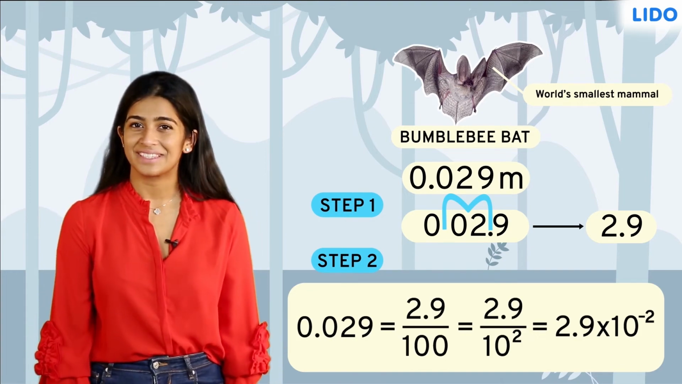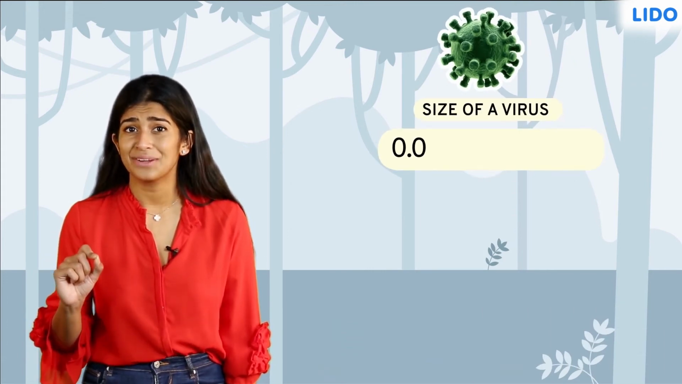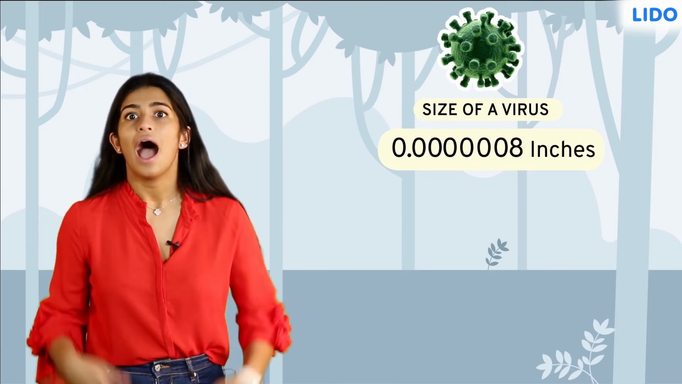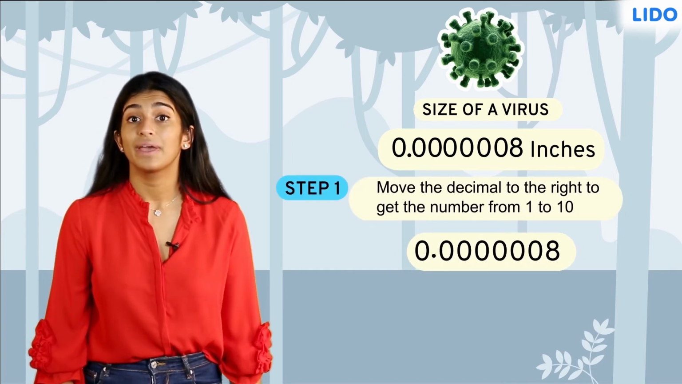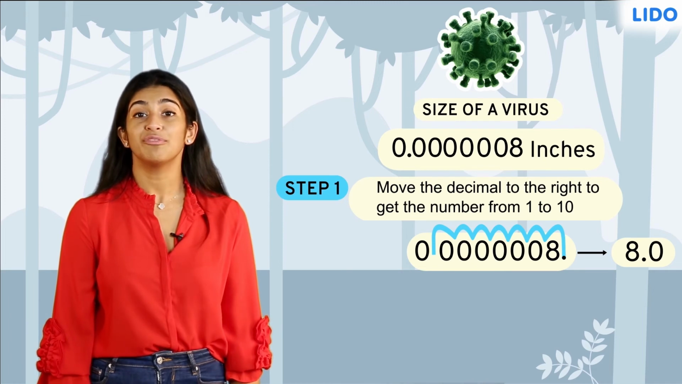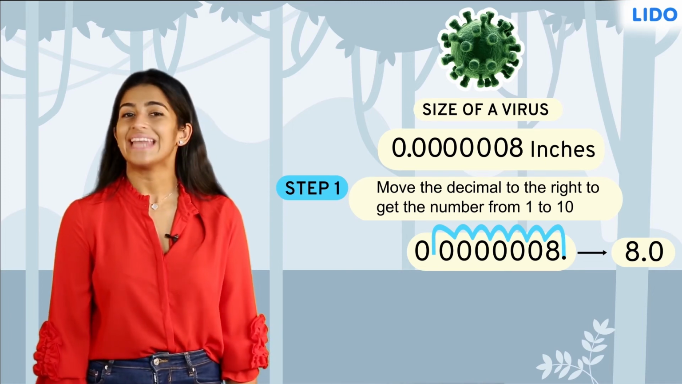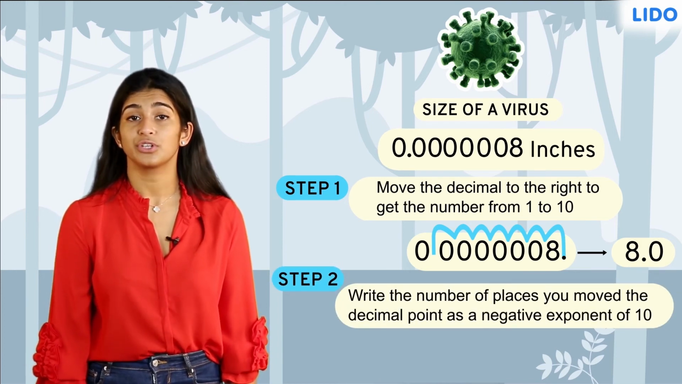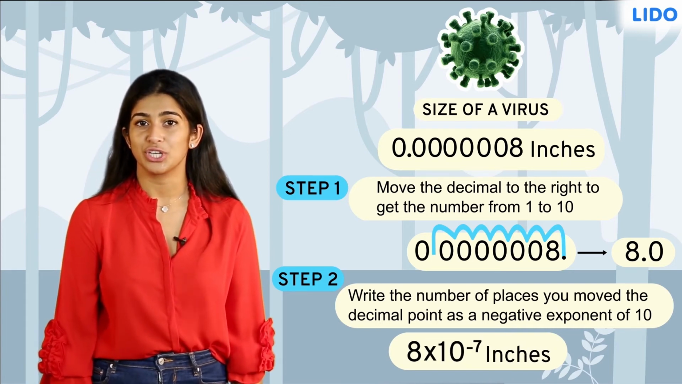Let's take another example. The size of a virus is 0.0000008 inches. How do we write this using scientific notation? The first step is to move the decimal point to get the number 8. Now that we have moved the decimal 7 places to the right, the exponent will be negative 7. So, the size of a virus in scientific notation will be 8 × 10^-7 inches.